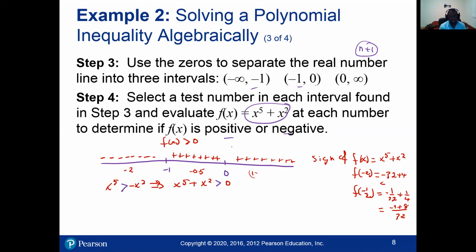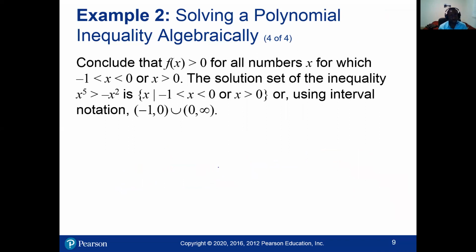Which intervals will satisfy where f of x is positive? The sign is going to be positive between negative 1 and 0, and then from 0 to positive infinity. So when we construct the solution set of the inequality, x is between negative 1 and 0, strict inequalities, or x is greater than 0. And then the interval notation is that.